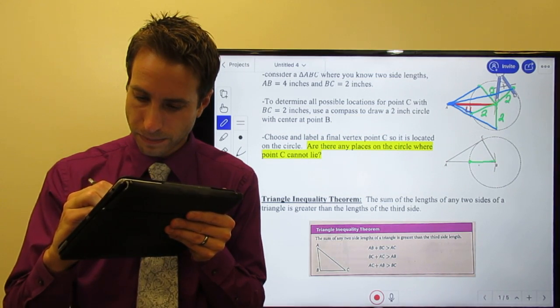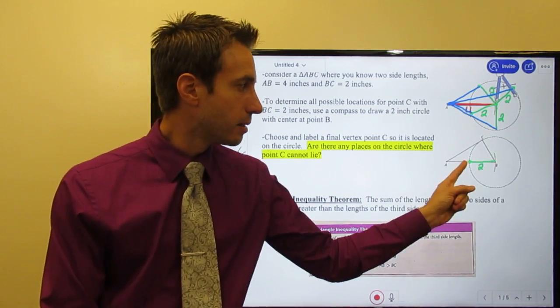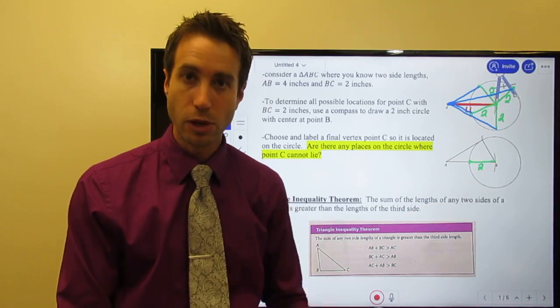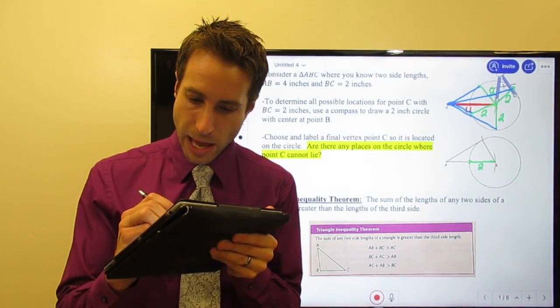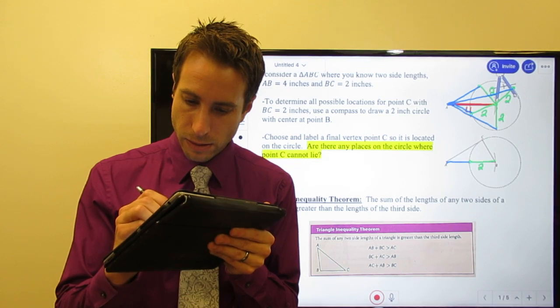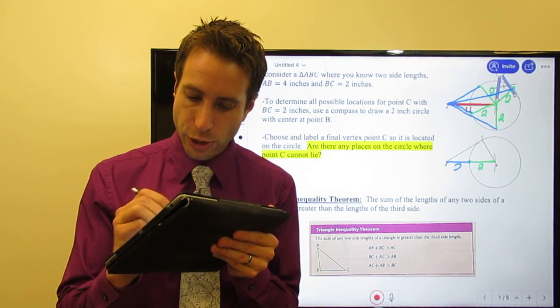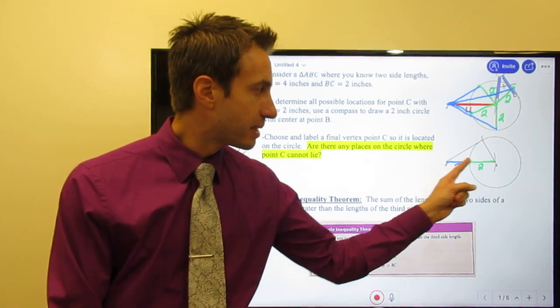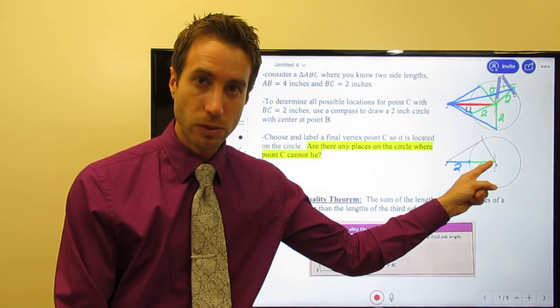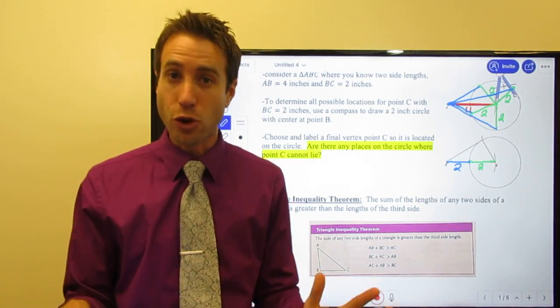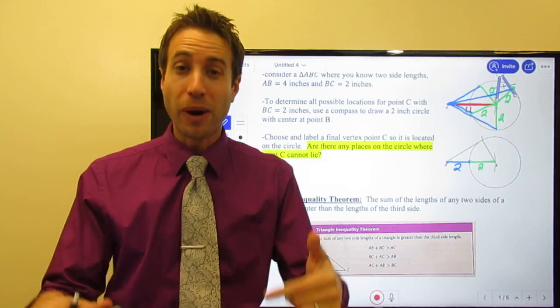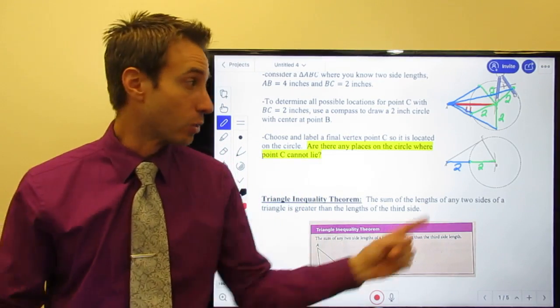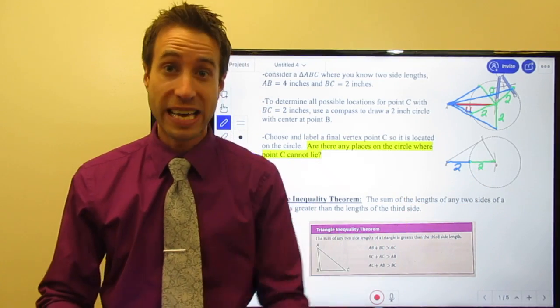Again, CB is 2 inches. Well, that means AC would also be 2 inches. But does that make a triangle? No, that's not a triangle. That's a line, right? We're making triangles, and that ain't no triangle, it's a line.